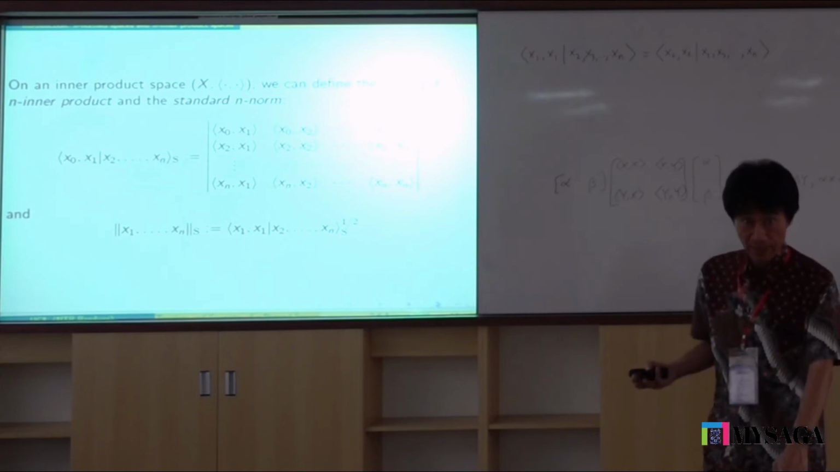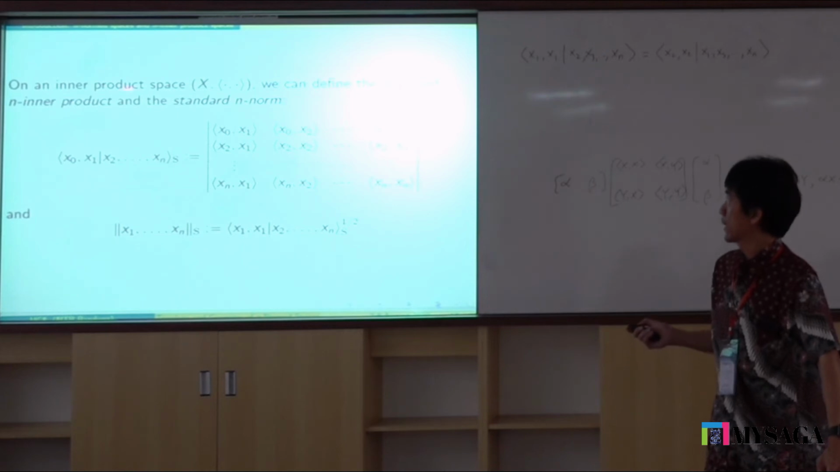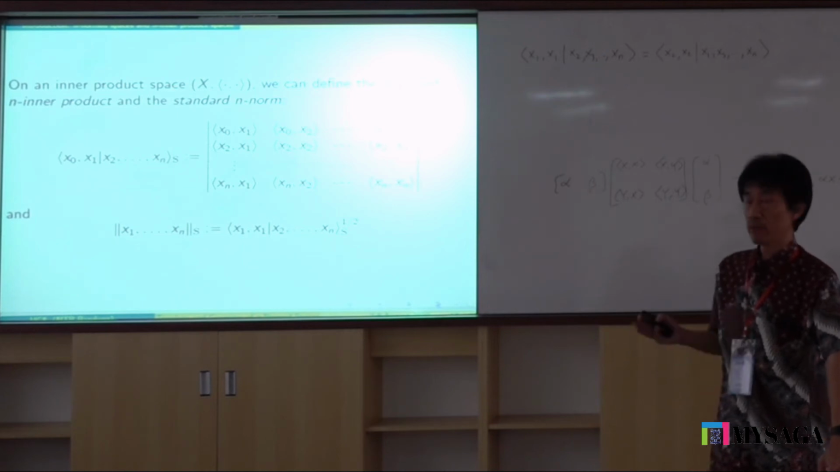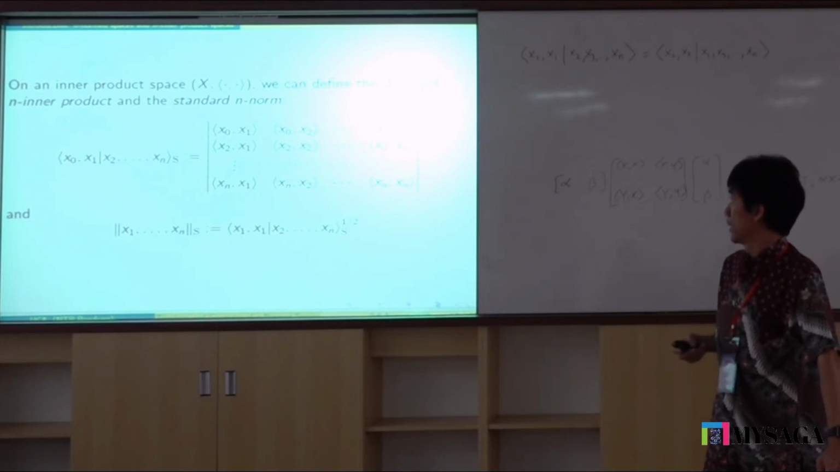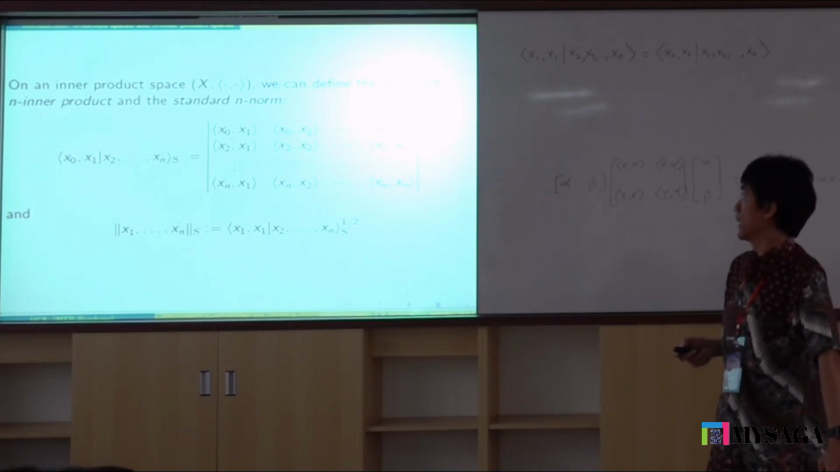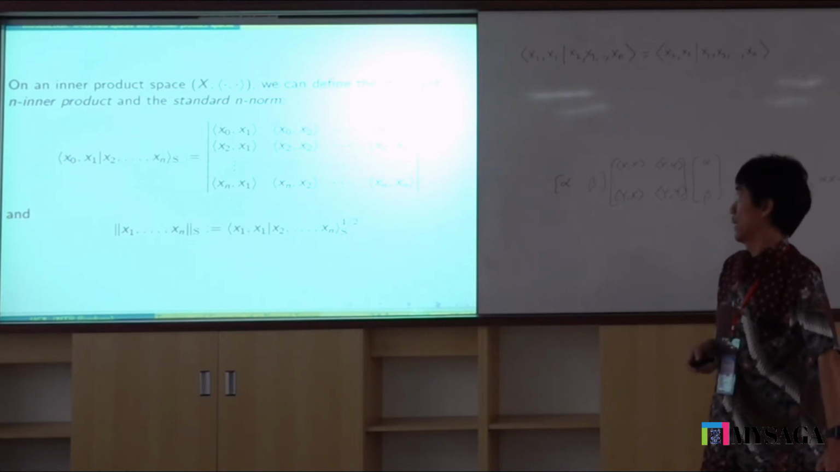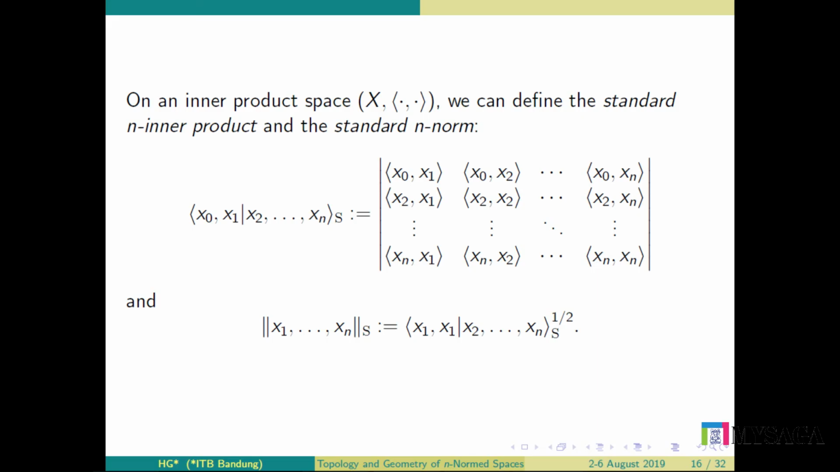Now, are there examples? Yes, of course. The first thing is, if x is a linear product space, so if x is equipped with an inner product, then on x we also have an n inner product, which I call the standard n inner product. And we also have a standard n norm. Okay?